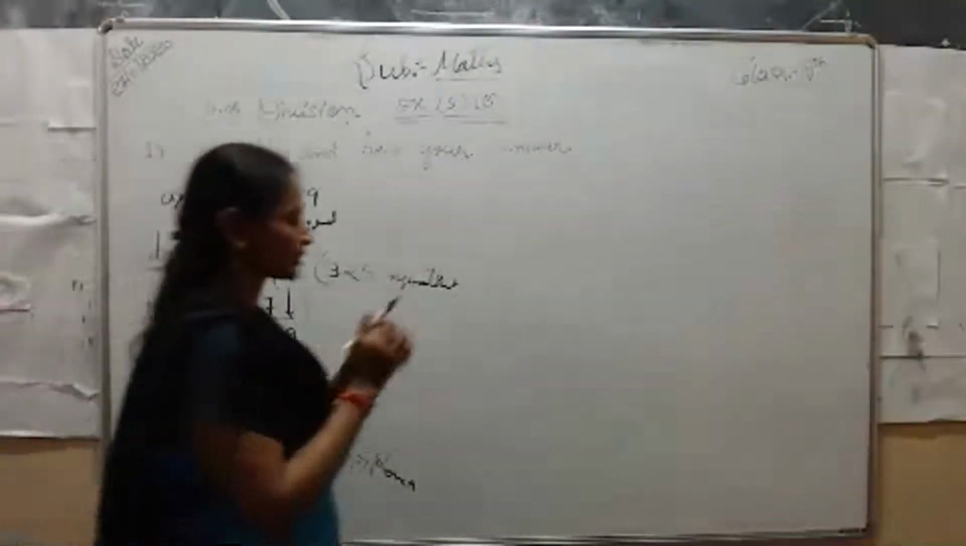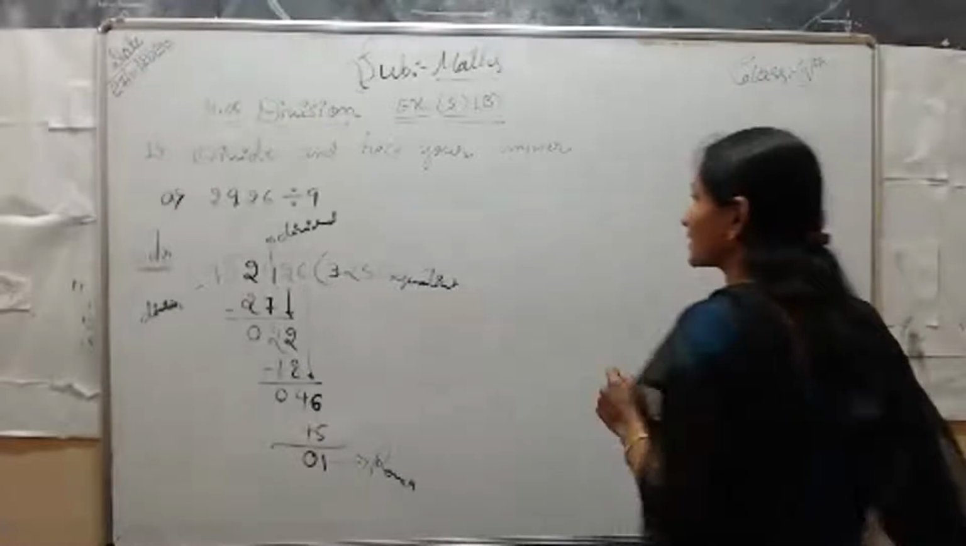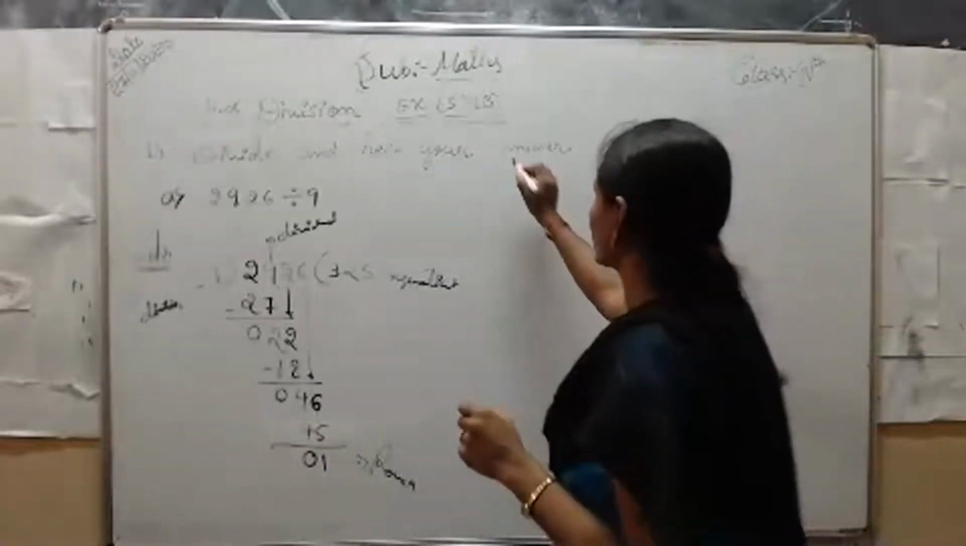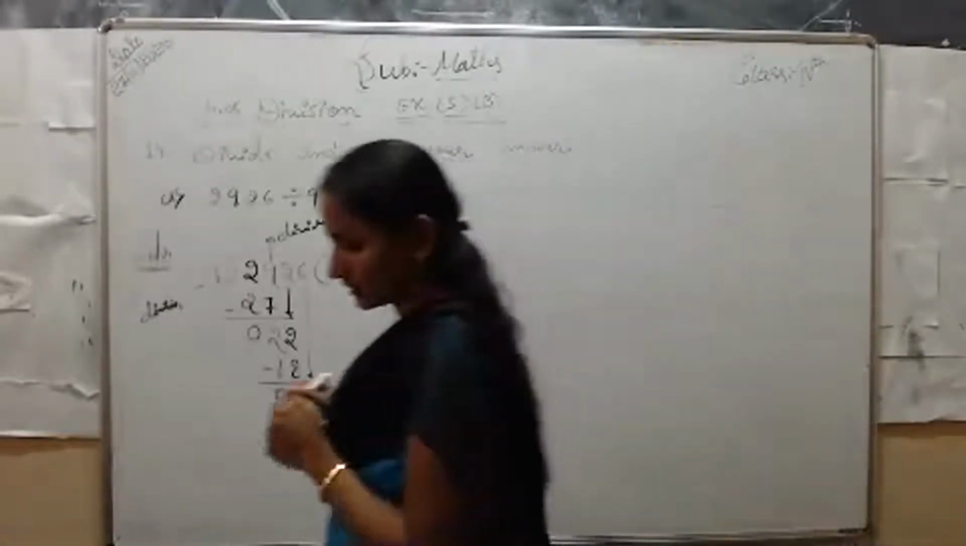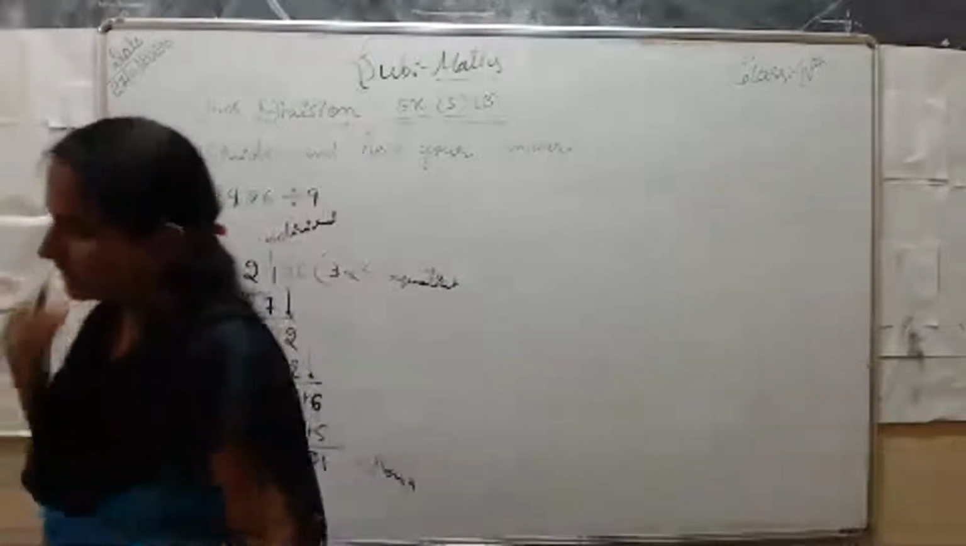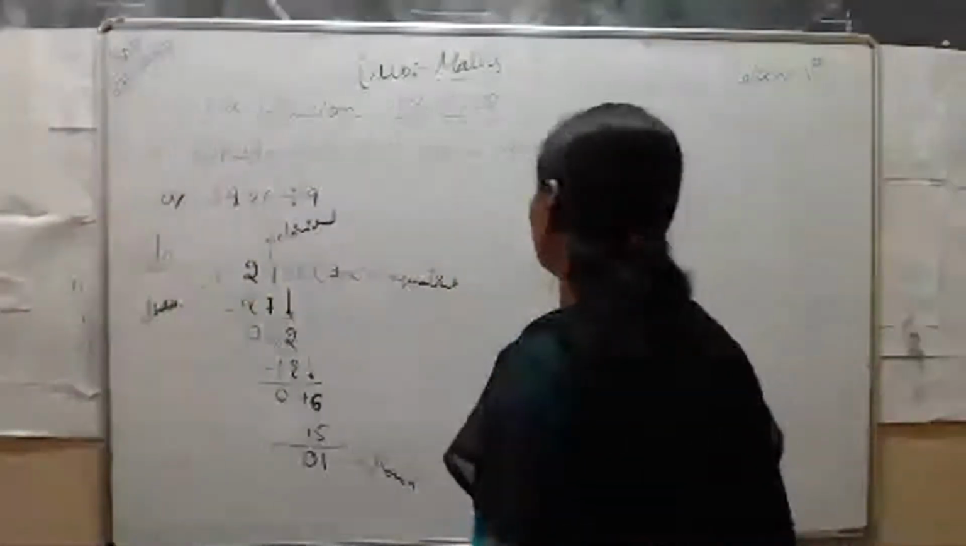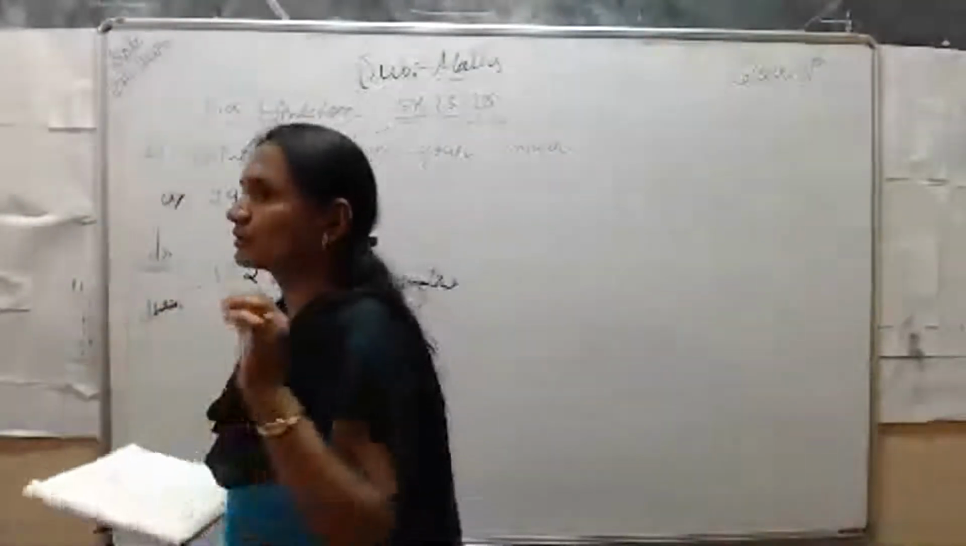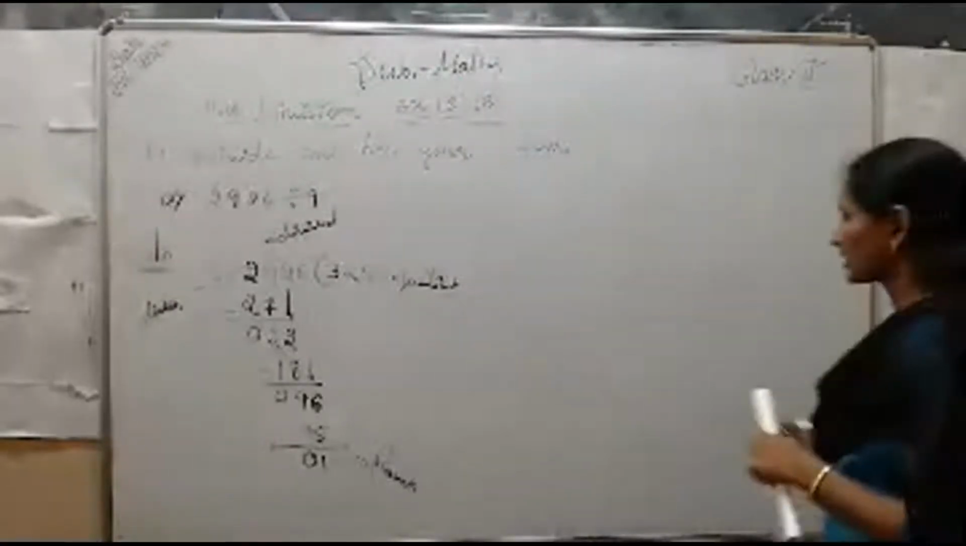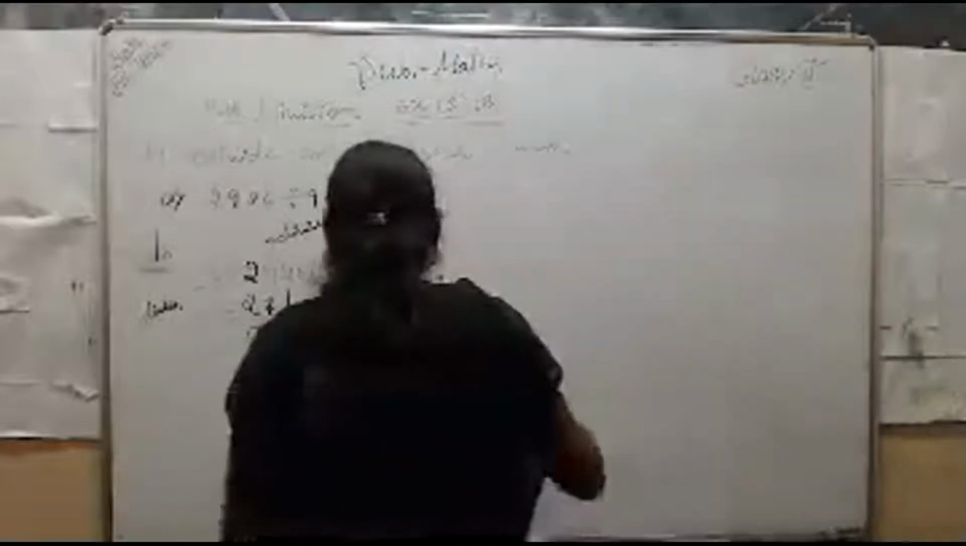Students, what is the question? You still have to observe the question. So divide and check your answer. Check your answer means you use the formula. Again I told you, dividend is equal to divisor into quotient plus remainder. So what is the next step? That is the checking method.